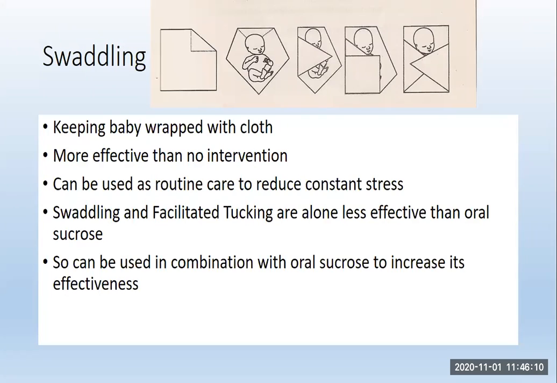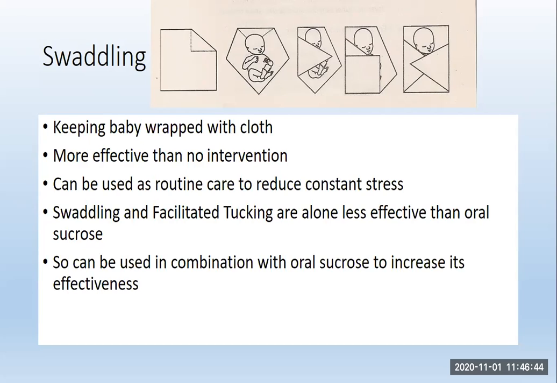We all perform swaddling in our NICU. We have already learned how to wrap the baby in the basic newborn care programs. So wrapping the baby is called swaddling. Remember that it is more effective than no intervention. As I have already told earlier, if you swaddle the newborn during the hospital stay, it will reduce the stress or discomfort. So it can be used as a routine care to reduce the stress.